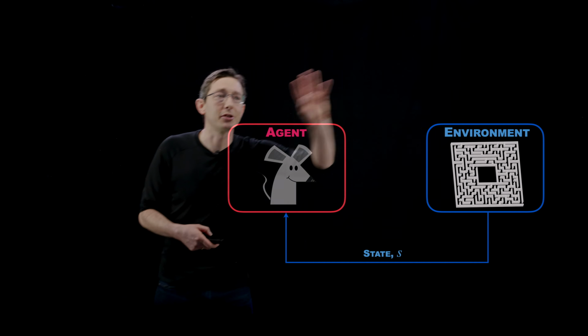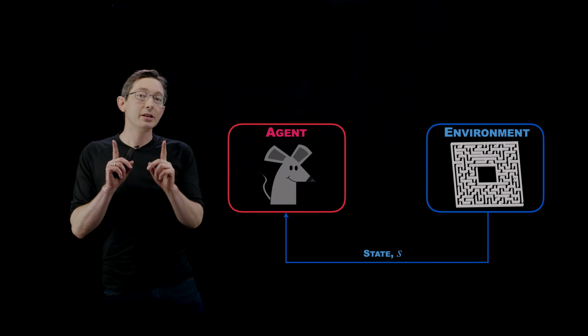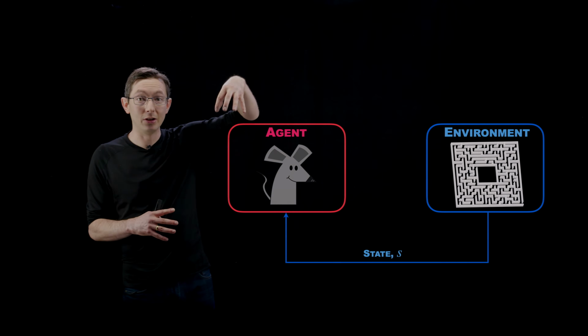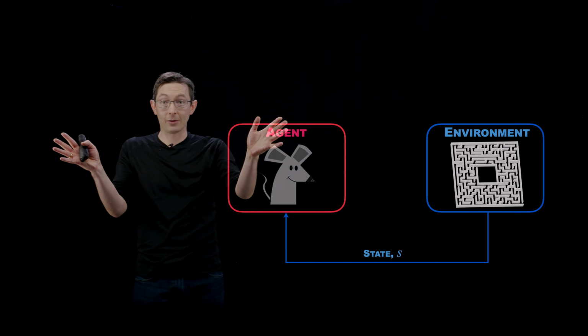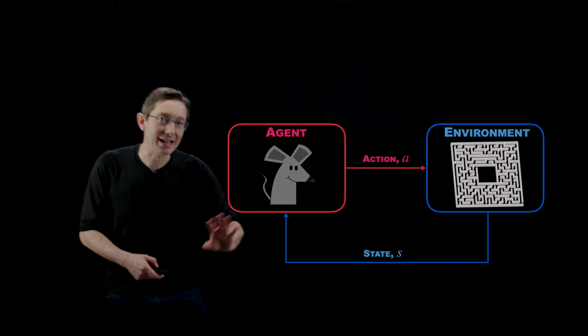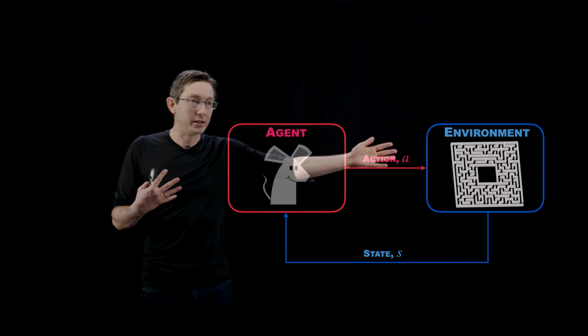The mouse gets to measure its current state in the environment, so it measures its state S. Notice that it doesn't measure the full state. The mouse does not have a top-down view of the whole maze. It just knows where it is right now and where it was in the past. And then the mouse gets to take some action A. It gets to make some decision about what to do next.